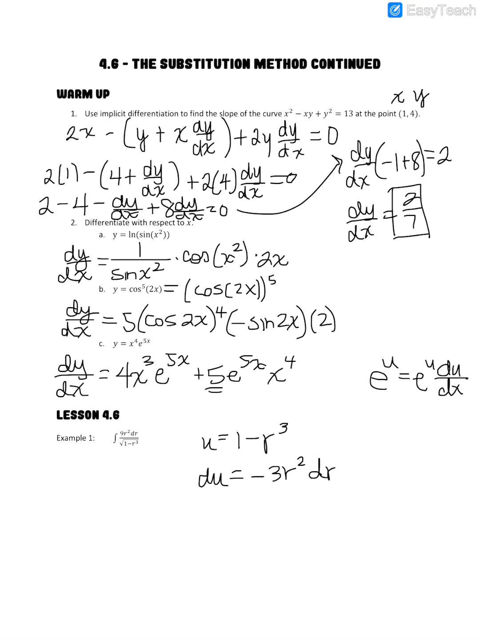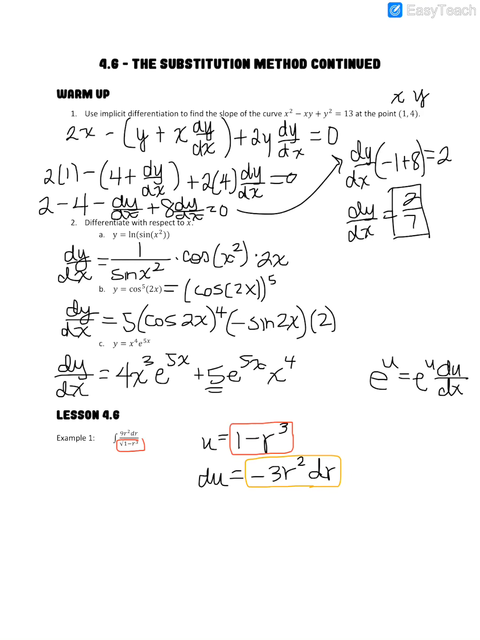Okay, so let's look at what we have here. We have our 1 minus r cubed. That's on the bottom. Cool. On the top, we have 9r squared dr. What I have here is negative 3r squared dr. So I'm going to have to adjust that a little bit. How can I make that what I want it to be?